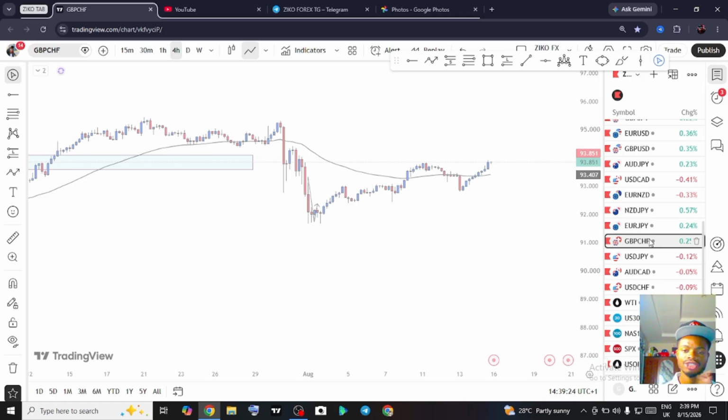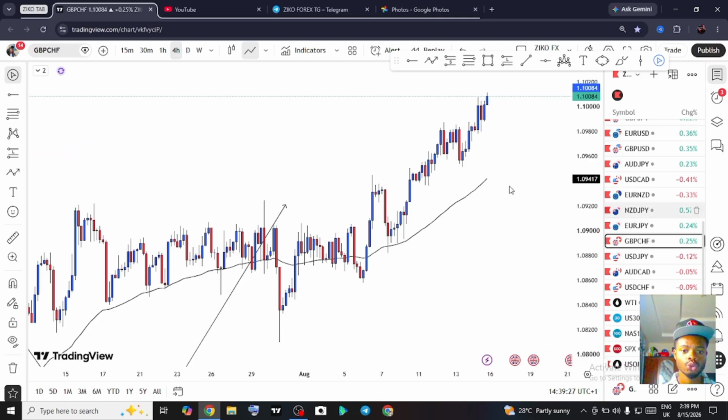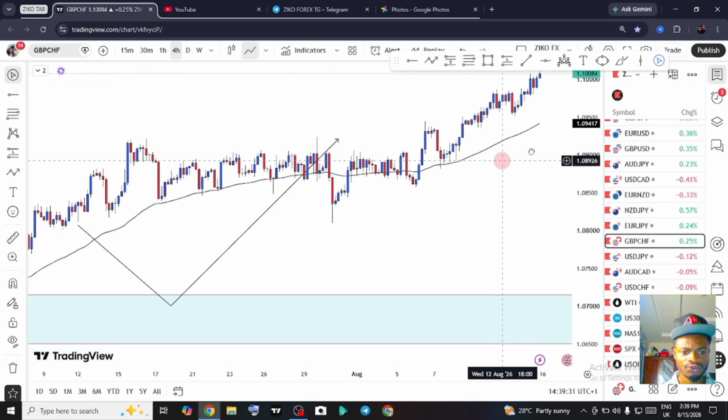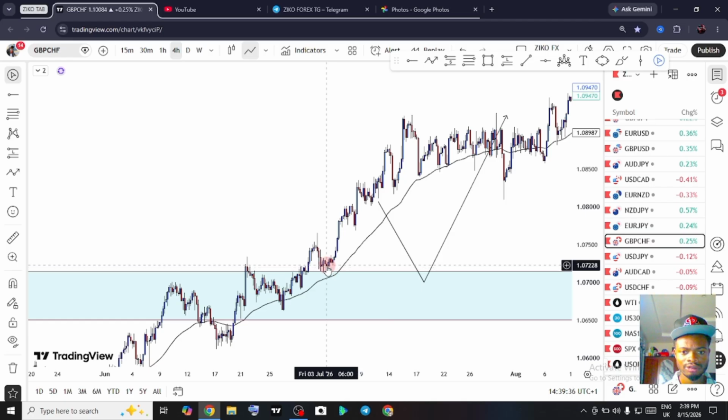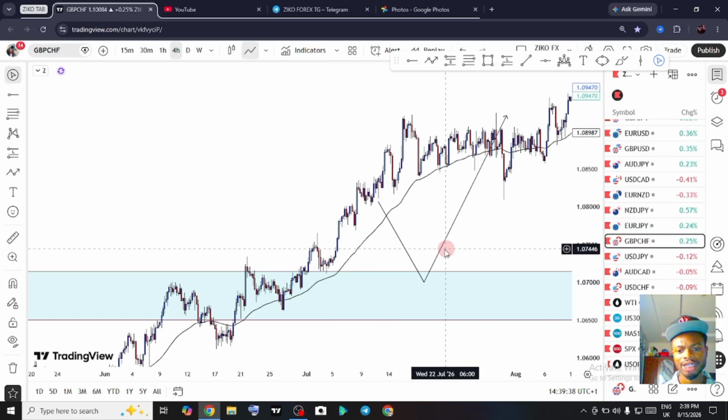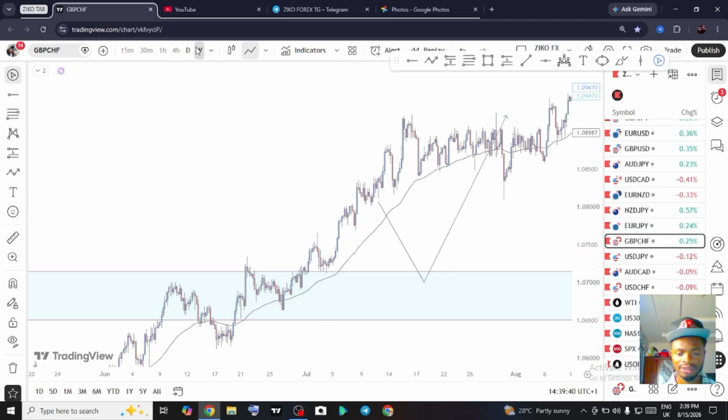CAD GBP CHF. Ooh, looks like GBP CHF. By the way, I remember calling GBP CHF from this area, from this area right here. Price has pretty much still been buying from that area. Anyway, let's look at the weekly.